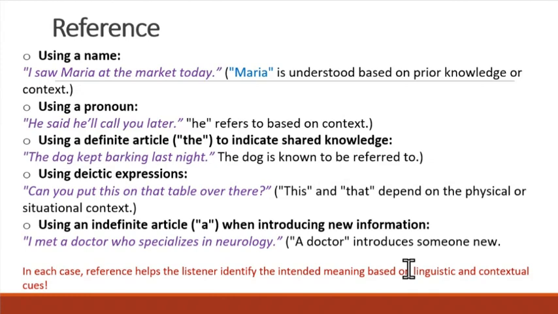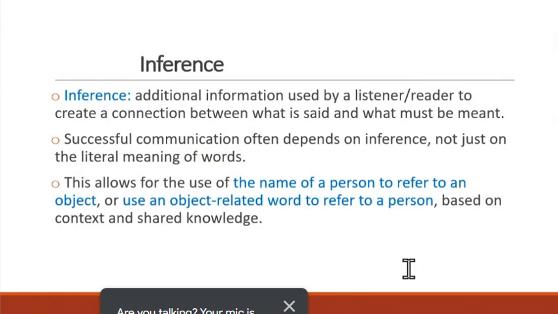Using a definite article, for example, the dog kept barking last night. The dog is more specific than just a dog. Using deictic expressions, for example, can you put this on that table over there? This and that depend on the physical or situational context.